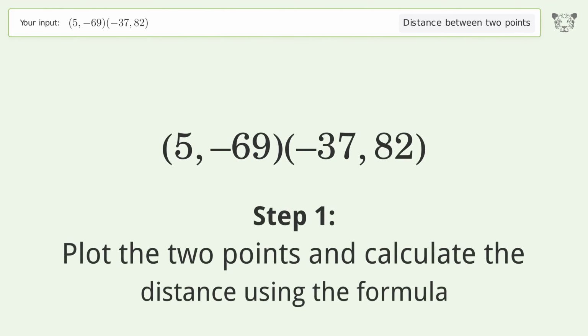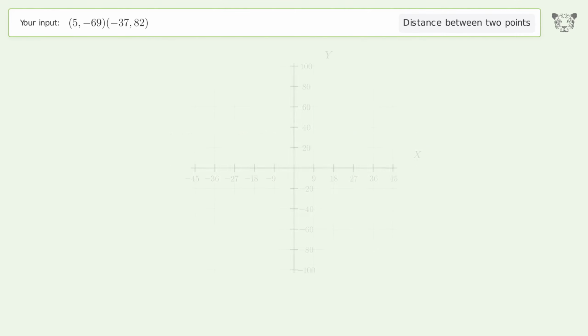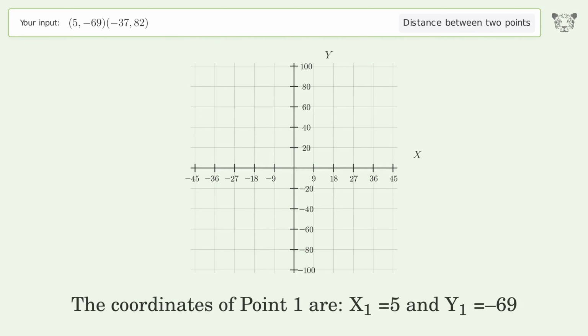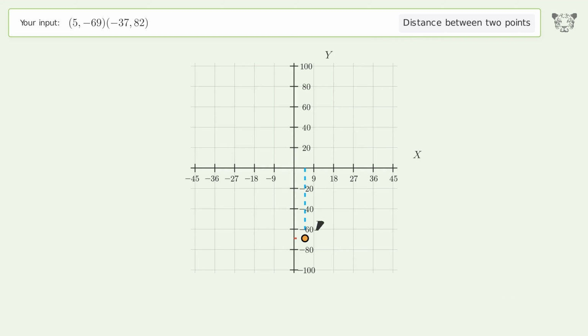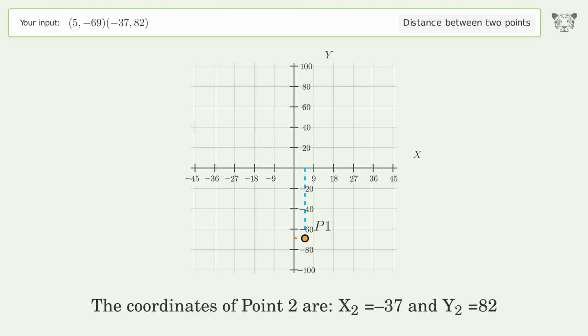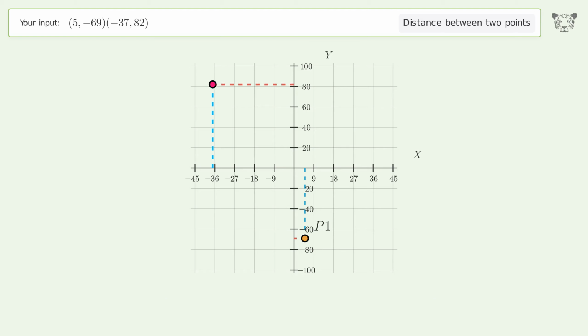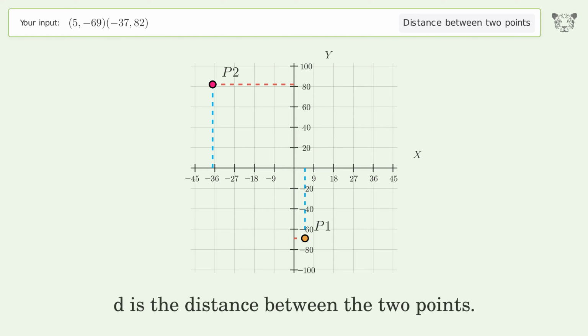Plot the 2 points and calculate the distance using the formula. The coordinates of point 1 are x1 equals 5 and y1 equals negative 69. The coordinates of point 2 are x2 equals negative 37 and y2 equals 82. D is the distance between the 2 points.